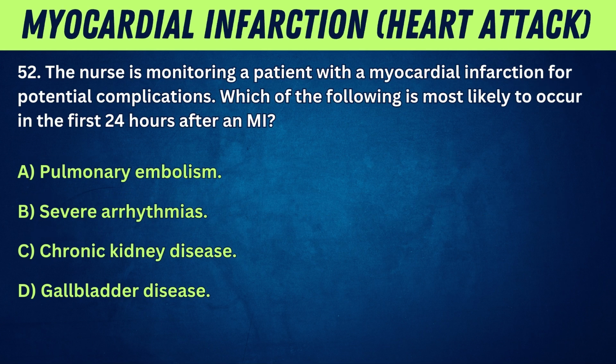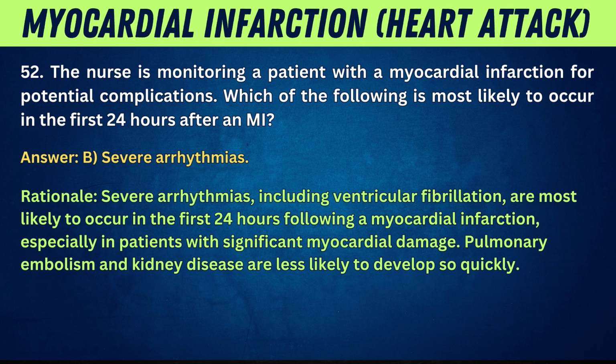52. The nurse is monitoring a patient with a myocardial infarction for potential complications. Which of the following is most likely to occur in the first 24 hours after an MI? A. Pulmonary embolism. B. Severe arrhythmias. C. Chronic kidney disease. D. Gallbladder disease. Answer: B. Severe arrhythmias. Rationale: severe arrhythmias, including ventricular fibrillation, are most likely to occur in the first 24 hours following a myocardial infarction, especially in patients with significant myocardial damage. Pulmonary embolism and kidney disease are less likely to develop so quickly.